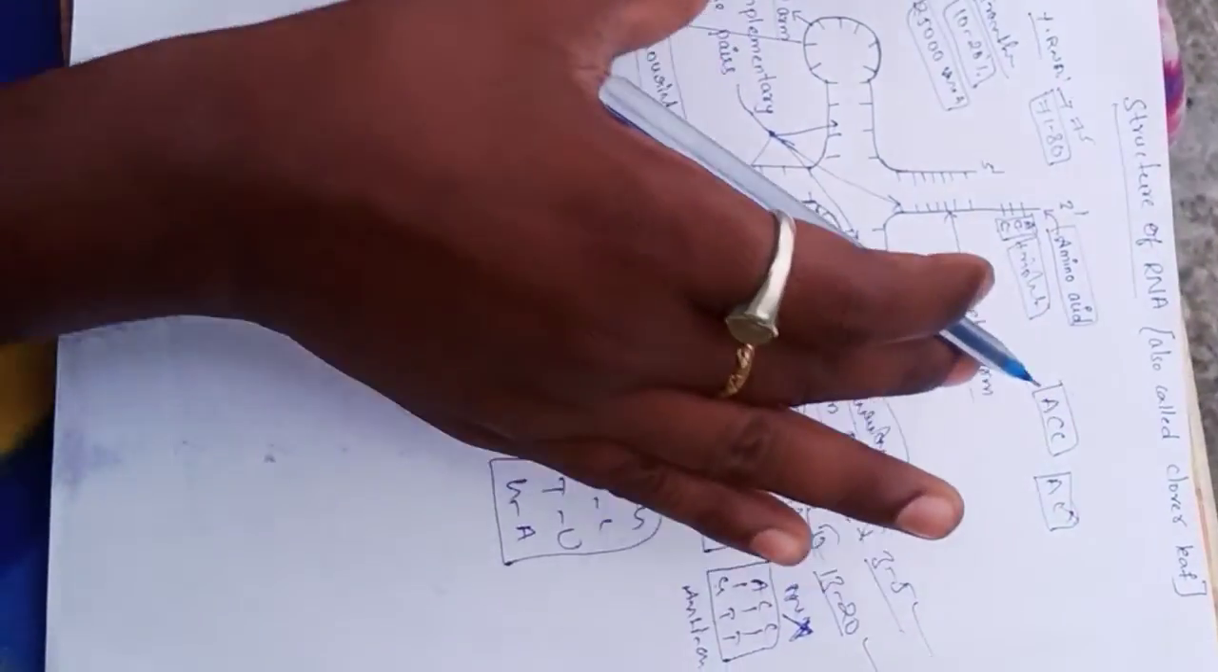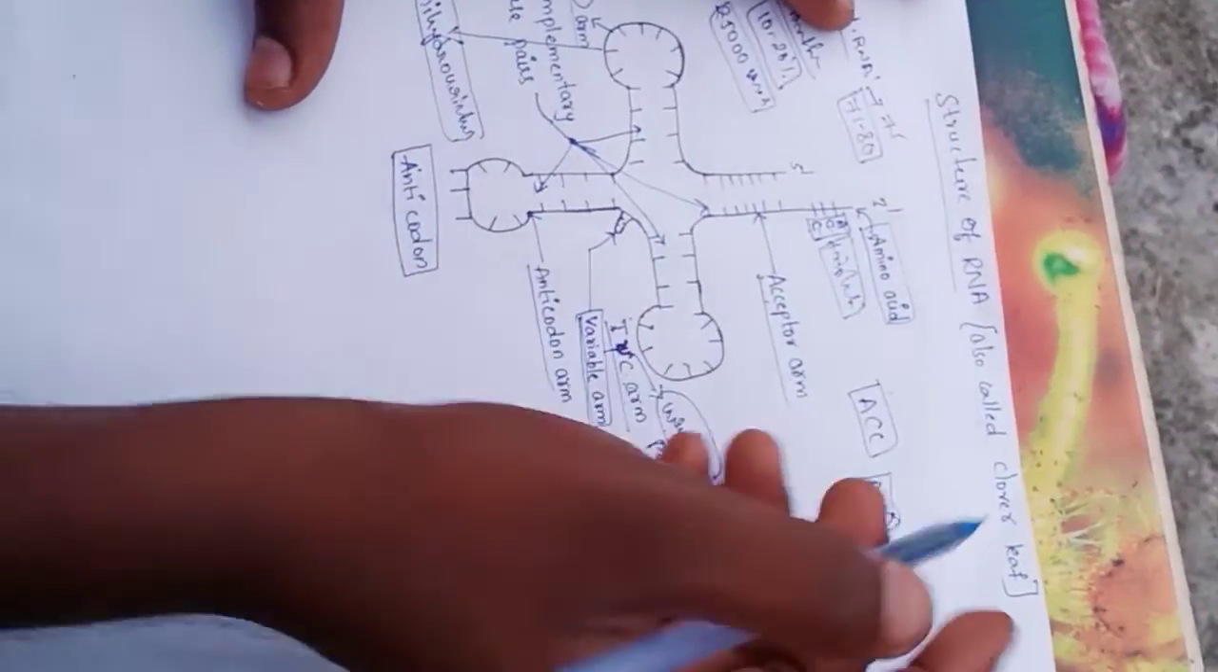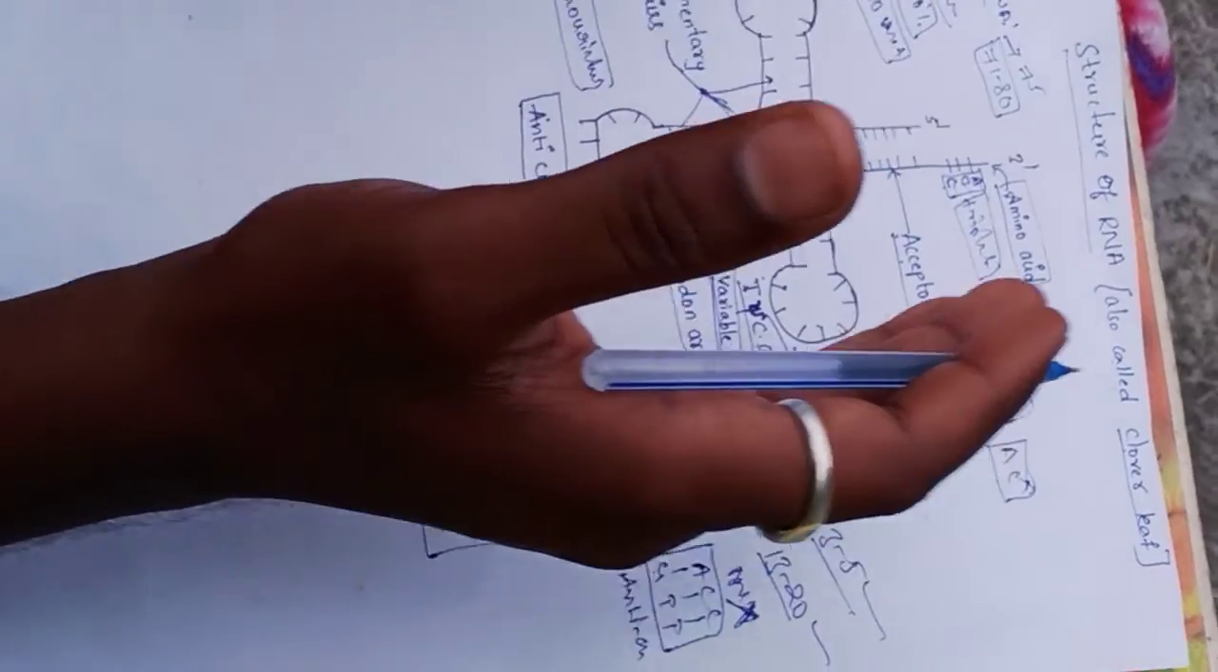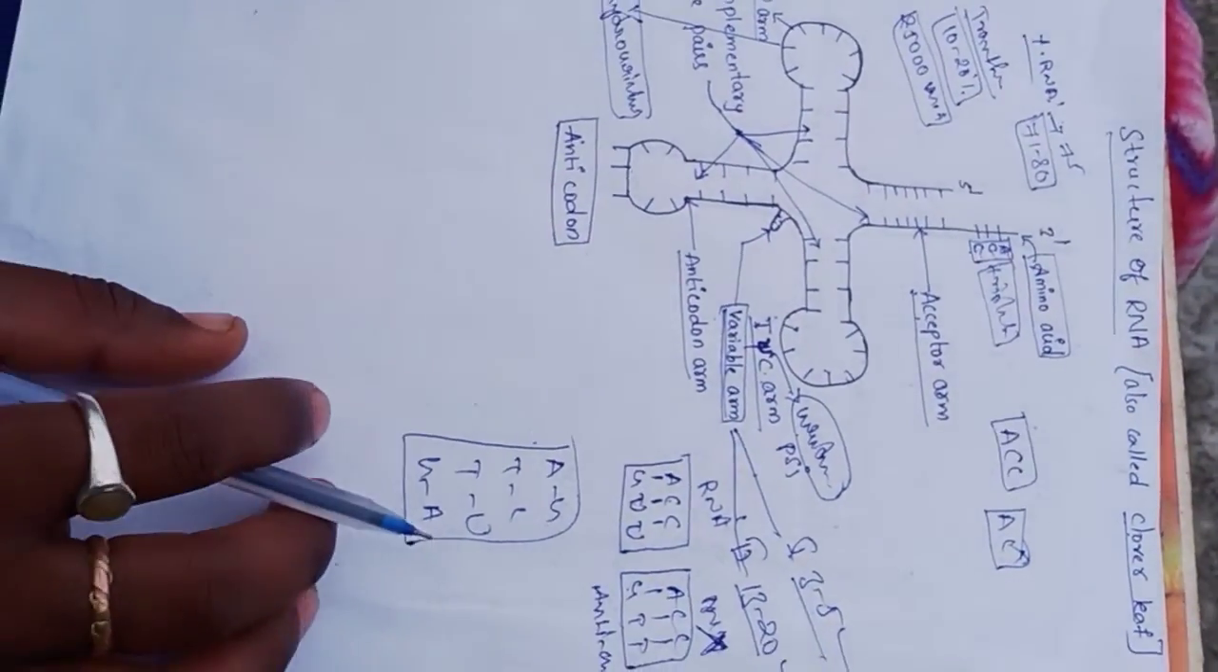What is the structure name? The clover leaf style structure is known as the structure of RNA. So this is about RNA.